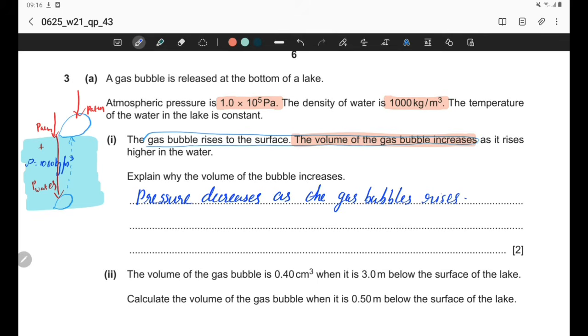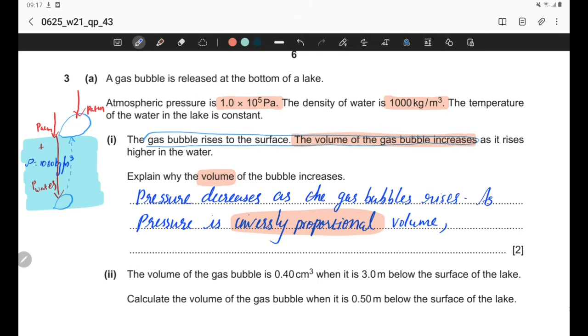Now we have to write down when pressure decreases, what will happen to the volume? What is the relation between pressure and volume? We can write that pressure is inversely proportional to volume. This relation is very important. This is based on Boyle's law, but we don't have to mention the law here. We just need to write that pressure is inversely proportional to volume.